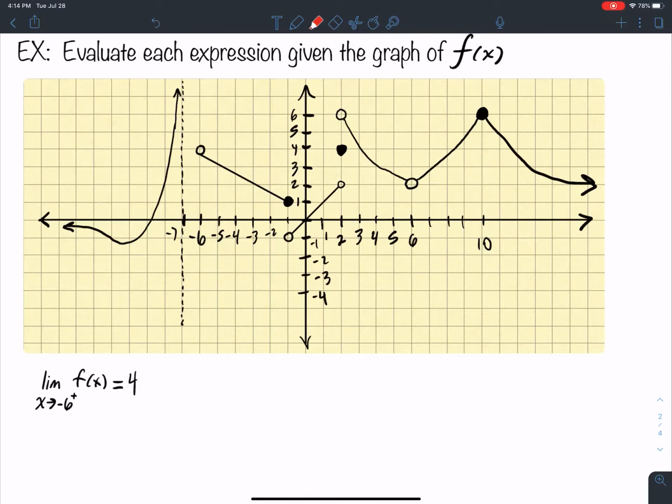Okay. The next one is the limit as x approaches -7 from the left. So I have -7. So as I approach -7 from the left side, looks like that's going up to infinity. That does not exist. For right now, we say that this does not exist, okay? It's not a number. All right.